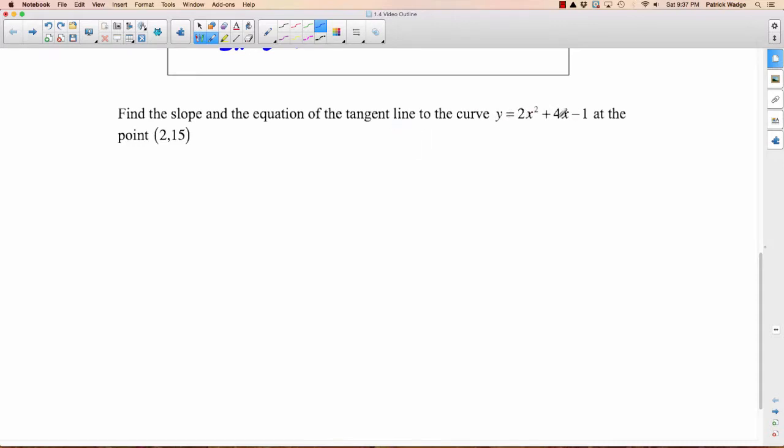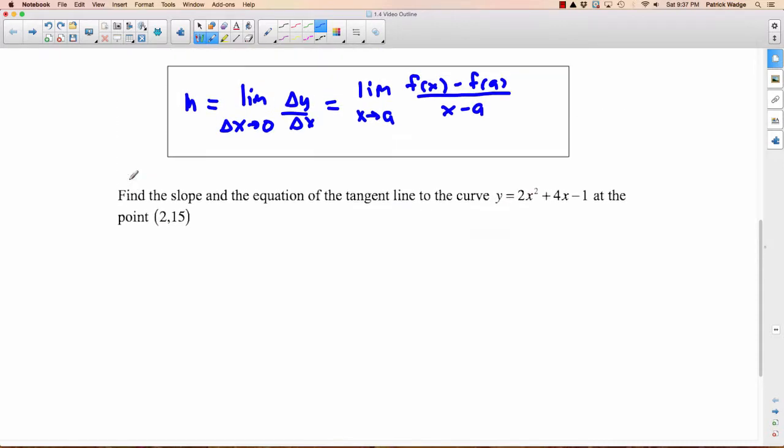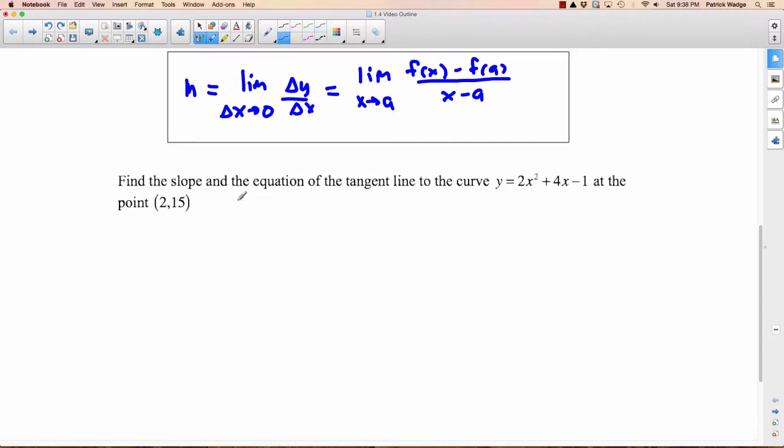So here we go. We're going to find the slope and the equation of the tangent line to the curve y equals 2x squared plus 4x minus 1 at the point (2, 15). Okay, you need to be clear about two things. One, what's f of x? And two, what's a?